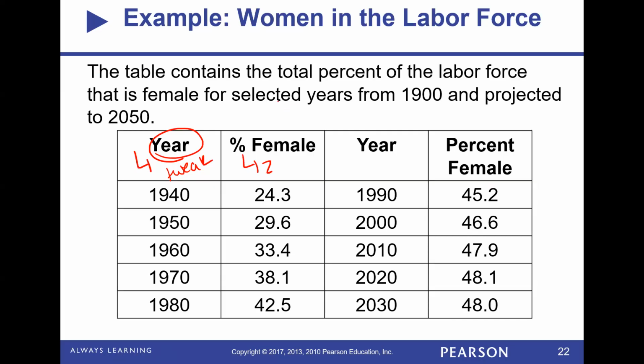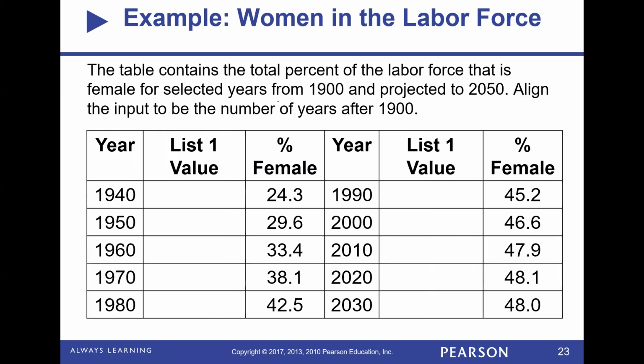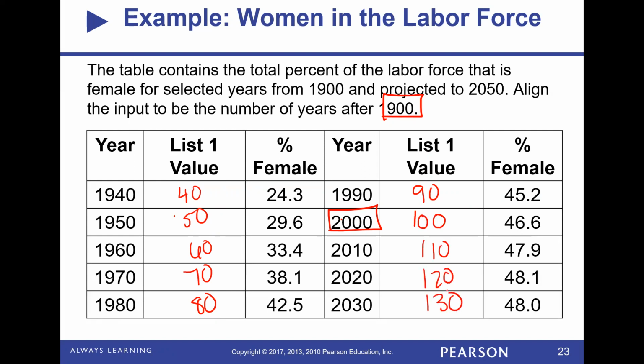So again, 1900 is probably my 0 year there. So again, remind yourself that what we're going to do is we're literally going to plug my list one values. This is going to be 40, then we have 50, then we have 60, then we have 70, then we have 80. And then again, over here on the other side here, we have 90. Now for the year 2000, guys, again, we always subtract it from our 0 year. So we're actually at 100 here. And then we have 110, 120, and then 130.